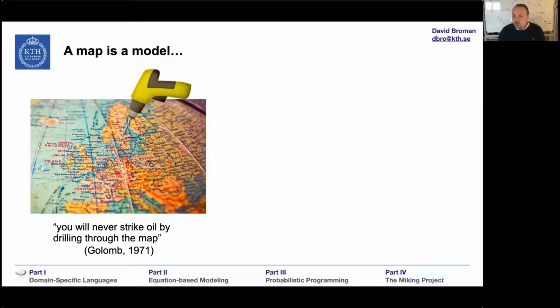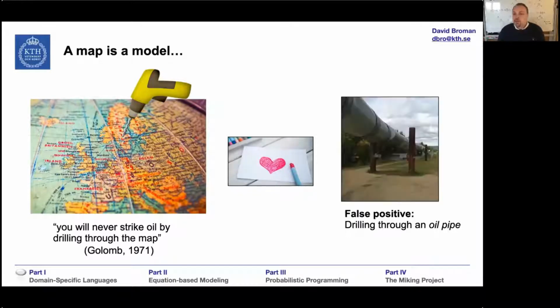So you cannot drill through the model to gain what you want. So it is important to make a difference to see what is the model and what is the reality. It's another thing that people fall in love with the model. You basically see that, oh, it works so great, and you stop correlating the model to the reality, and you get really, really good results. I mean, this can be a severe problem in science. So if you keep on that way, you can get false positives, basically drilling through an oil pipe.